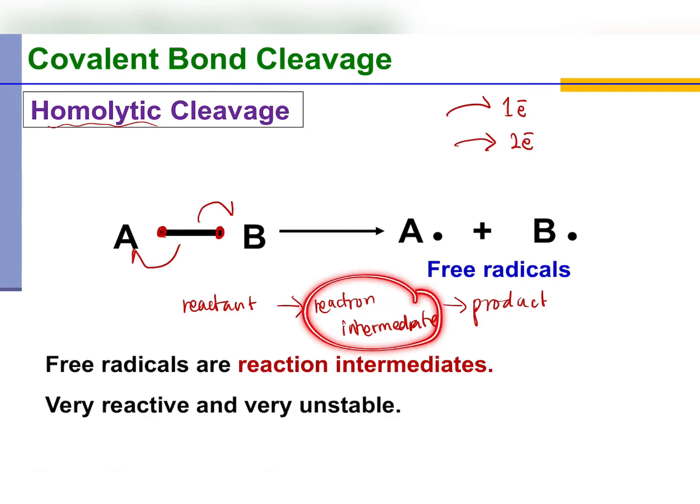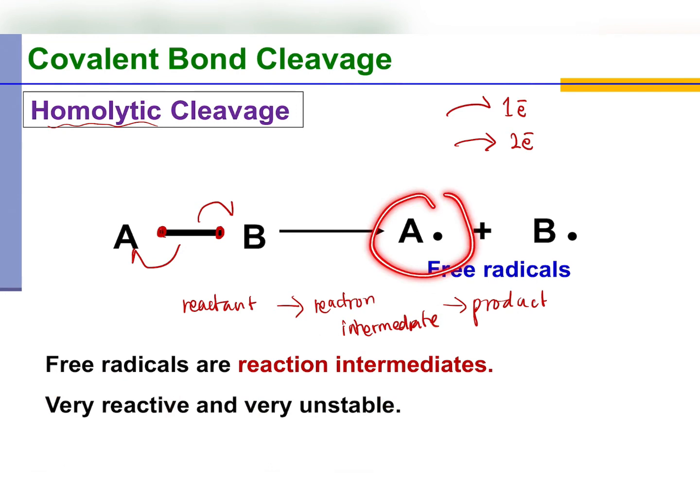Okay, so a reaction intermediate is usually very reactive and unstable. That means it cannot exist in the form of a free radical for a long time. It cannot exist as a free radical for long, it has to quickly change into a product.